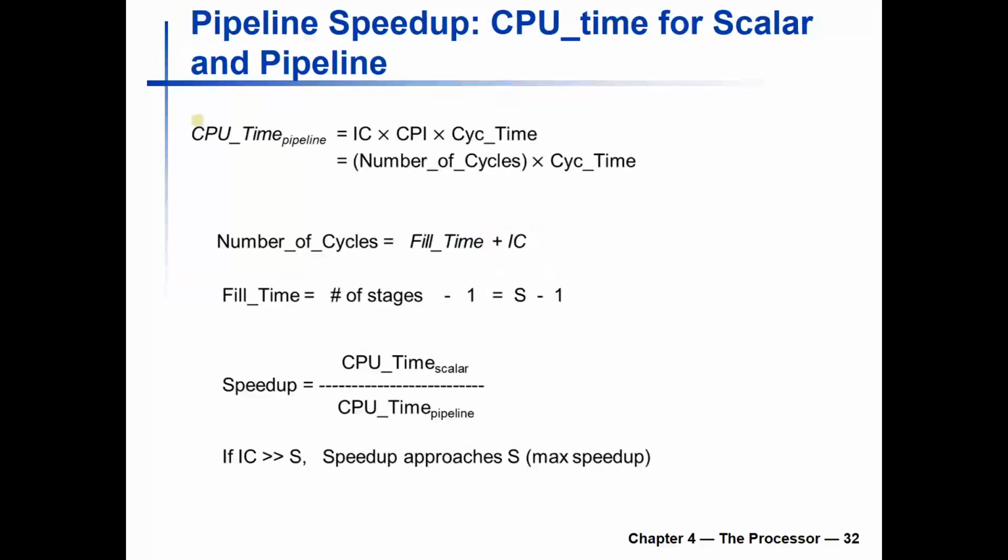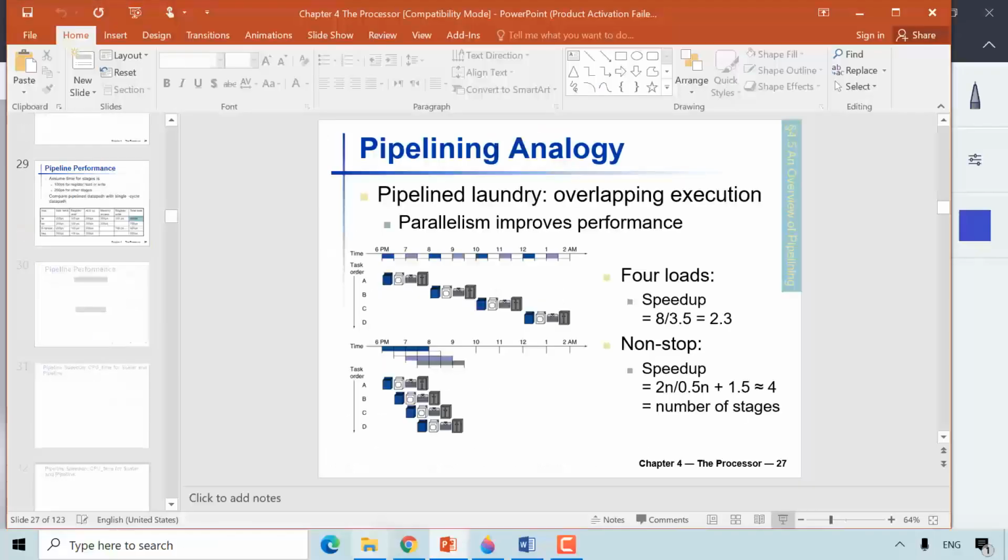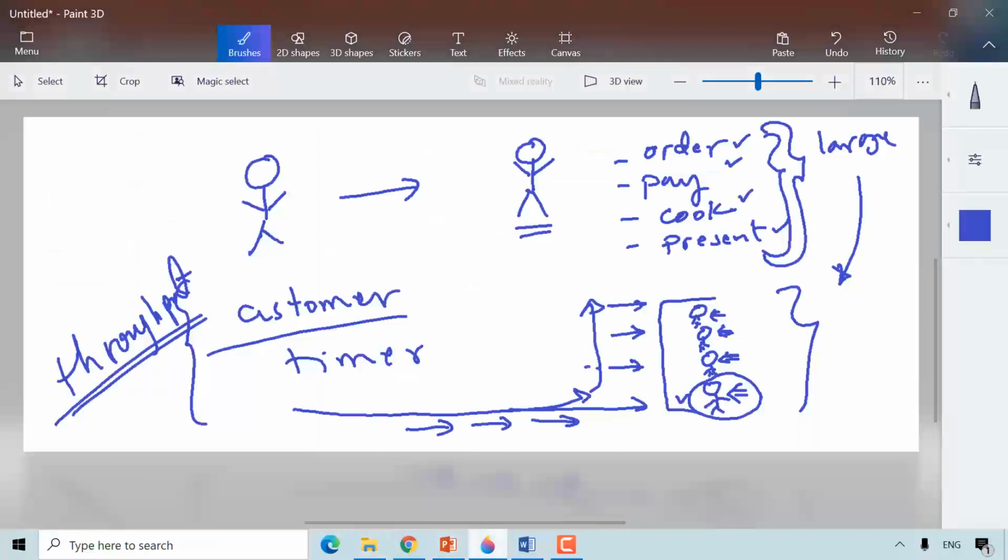How about the CPU time for the pipeline? Again, we go back to the original formula here, and what do I do? I merge these two terms to create something I call number of cycles times a cycle. So what's number of cycles? It is instruction count times CPI. For a pipeline, number of cycles equals fill time plus instruction count. And for that, let's go to the whiteboard and take an example for that.